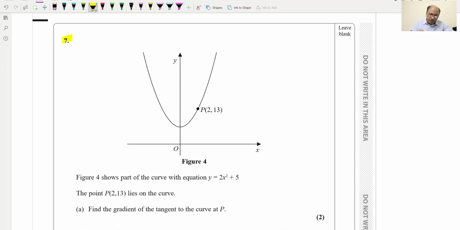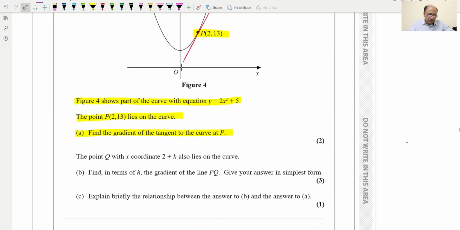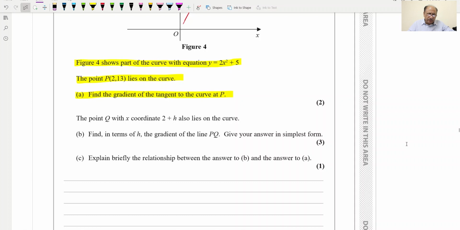In question number 7, this diagram is provided. Figure 4 shows part of the curve with this equation, and the point P lies on the curve. Find the gradient of the tangent to the curve at point P. If we draw the tangent at point P, it will touch the curve at point P, and the gradient of this tangent is required.